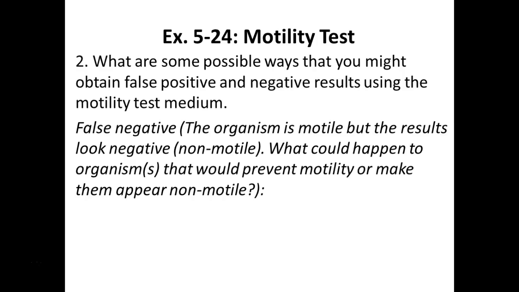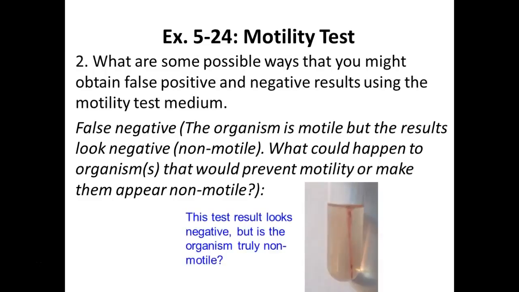So, false negative. What would it be that you had a motile organism, but yet it looks negative? She has a strange complication where I think her bacteria is just too big. But what else could stop it from moving? Overcrowding, or not enough live bacteria, because remember, only the living ones are going to grow and move. And the media has to be made properly. See how this is really light? They probably didn't inoculate enough.